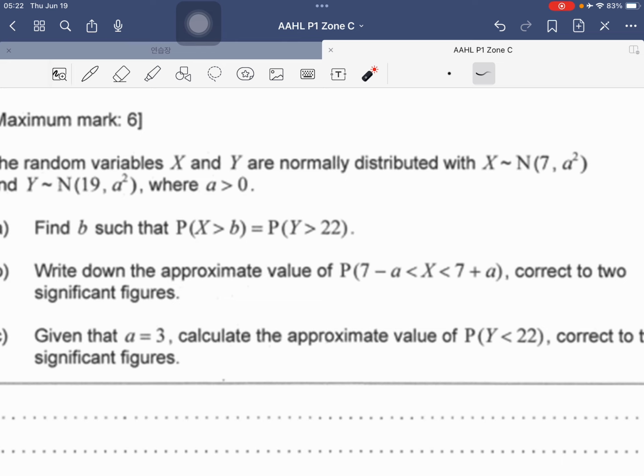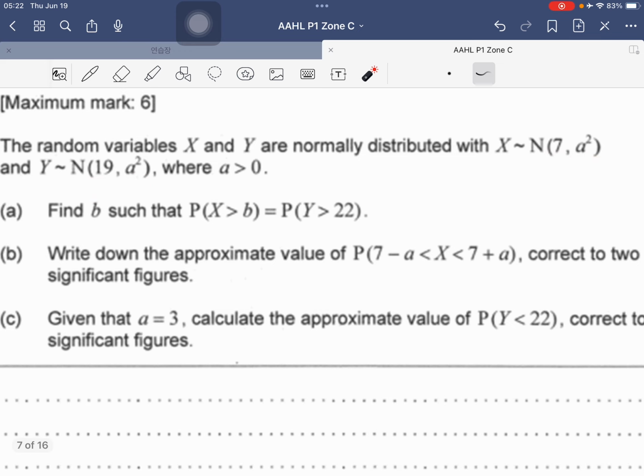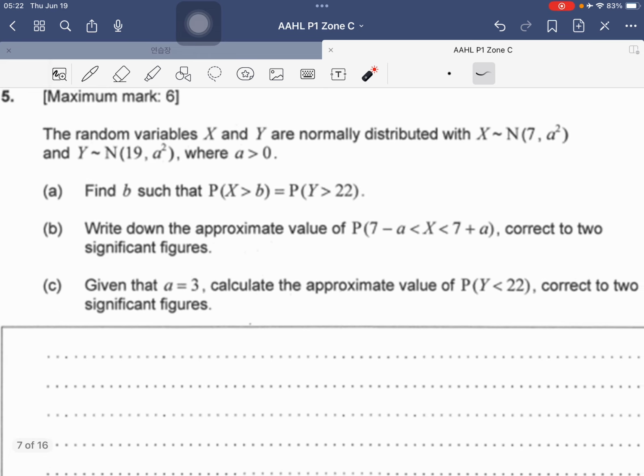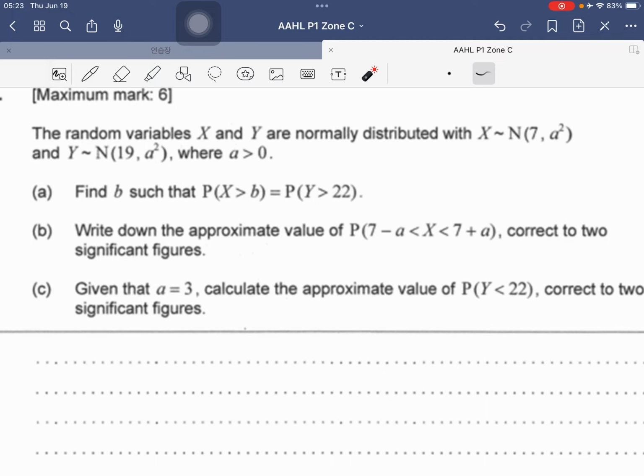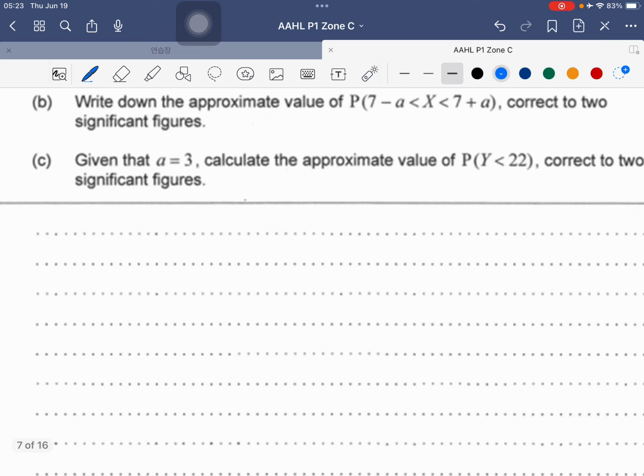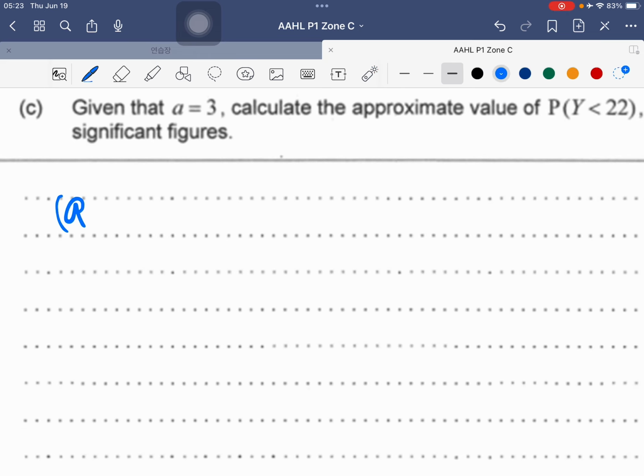Okay, notice that x and y follow the normal distribution with different means but the same standard deviation, which means that the shape of this bell curve is exactly the same. A, find b such that the probability that x is greater than b is exactly equal to the probability that y is greater than 22. So we can simply draw a bell curve for x and y.